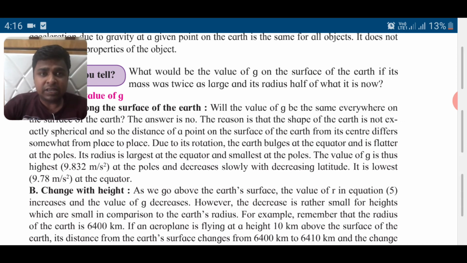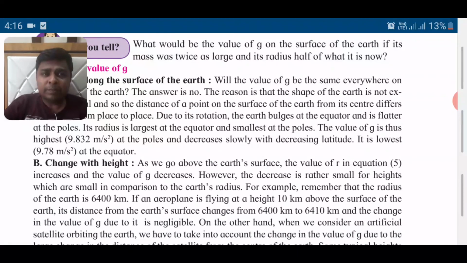It is highest, 9.832 meters per second squared, at the poles and decreases slowly with decreasing latitude. It is lowest, 9.78, at the equator. So a small difference, but it is there.